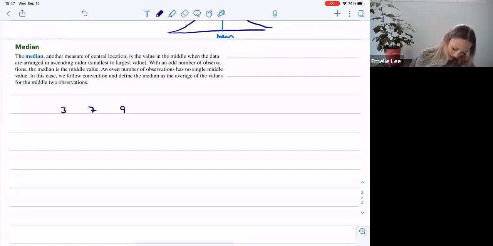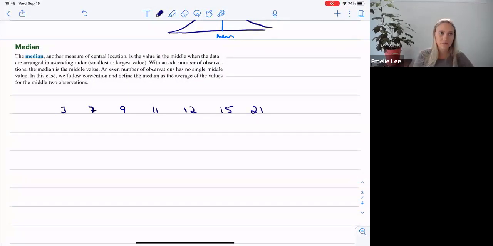3, 7, 9, 11, 12, 15, and 21. Did I make an odd number of observations? Here we go: 1, 2, 3, 4, 5, 6, 7. Good. So what we would do is find the median here, because it's sorted from smallest to largest.